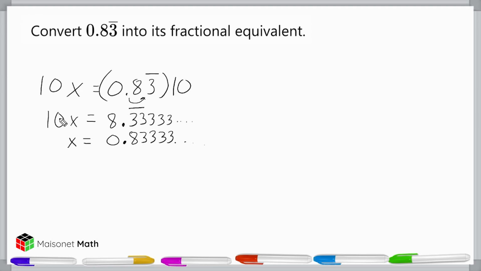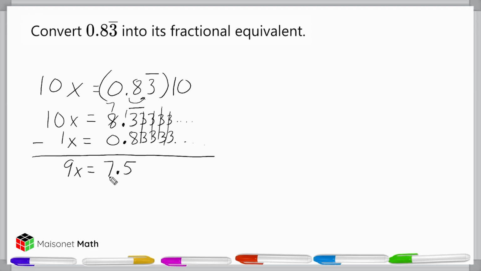And then what we do is we take these two equations and we simply subtract them. So here we have 10x minus 1x, which is 9x. And over here, all of these repeating 3's that line up are basically going to turn into 0. And then we're going to stop right here because these are not the same. So we're going to turn this 3 into a 13, borrow a little bit, and that gives us 7.5.